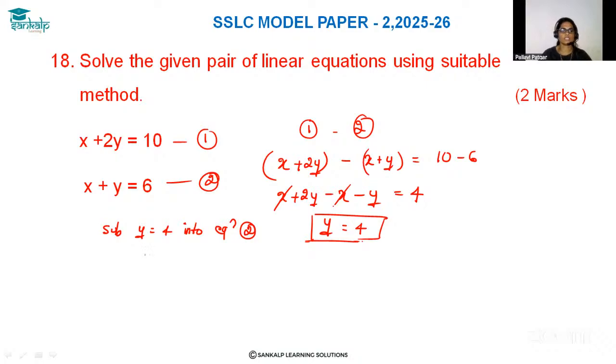So x plus 4 is equal to 6. So x is equal to 6 minus 4. So x is equal to 2. So the solution to the pair of linear equations is x is equal to 2 and y is equal to 4. Thank you.